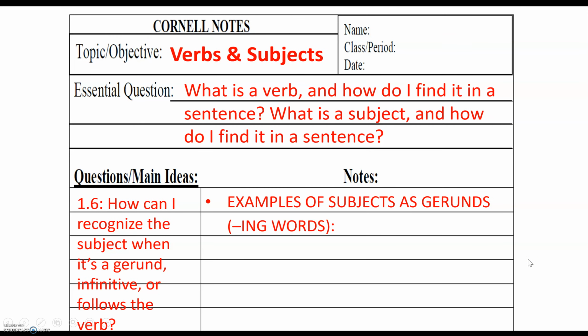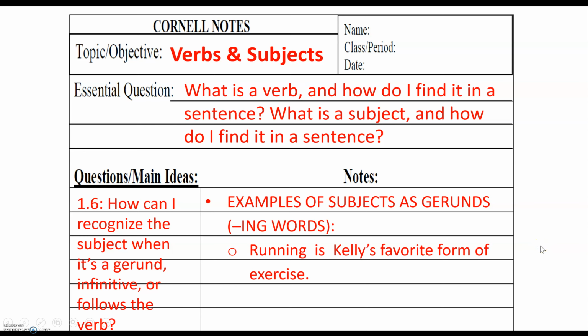All right, so we're going to start with some examples of subjects as gerunds. You can kind of think of those ing words when they're subjects. So those kinds of ing words can be tricky, right? Because sometimes they will be verbs, sometimes they will just be adjectives, sometimes, like the one you're going to see, they will actually be subjects.